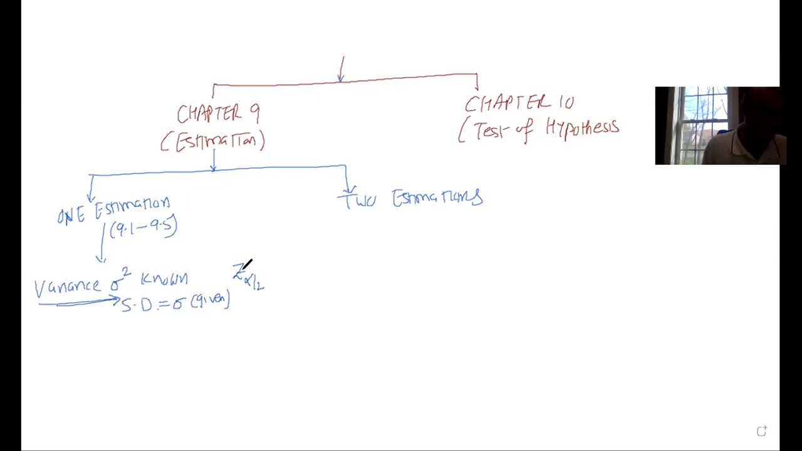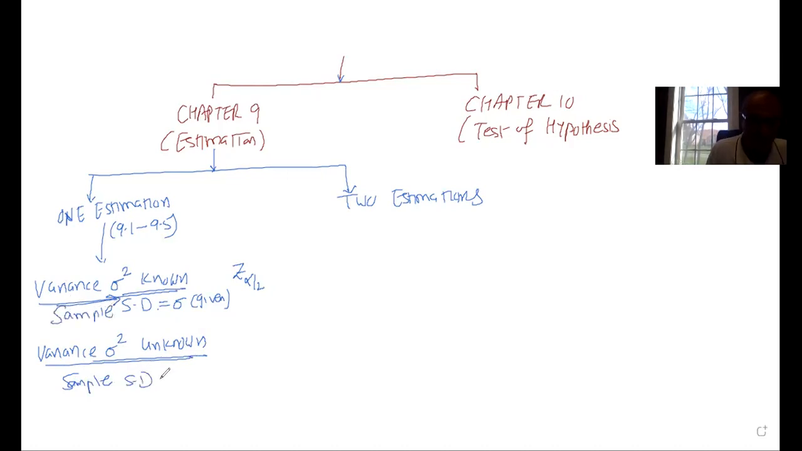Good. The other part of this one is where the variance is not given. Variance sigma square unknown. Here it is known, here it is unknown. It means the standard deviation is not known to us. I'm talking about the sample standard deviation, sigma not known, not given, you can say.